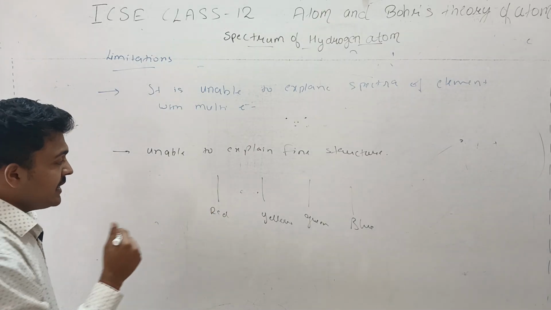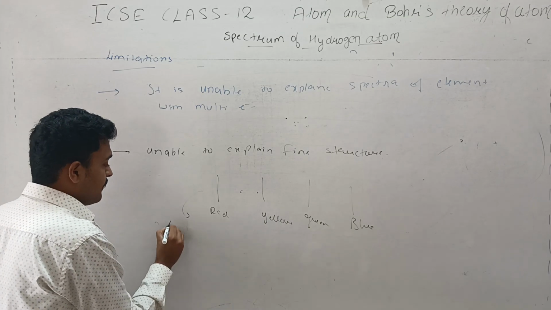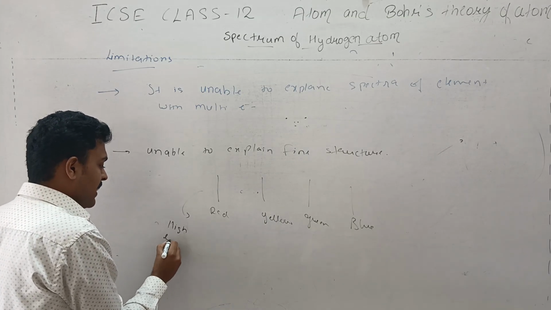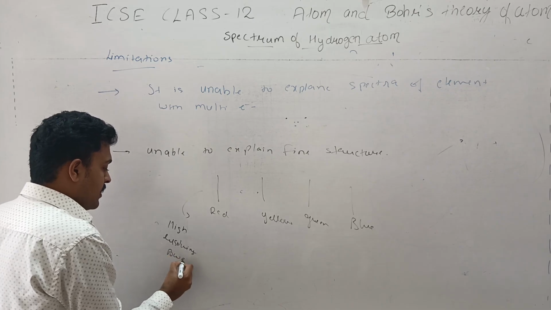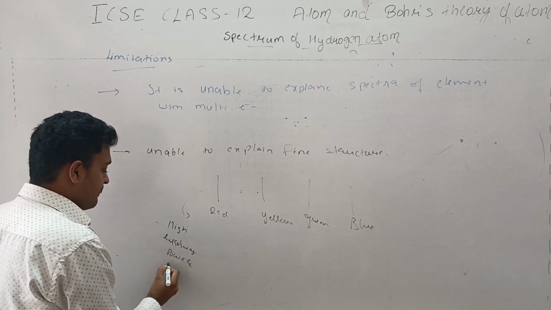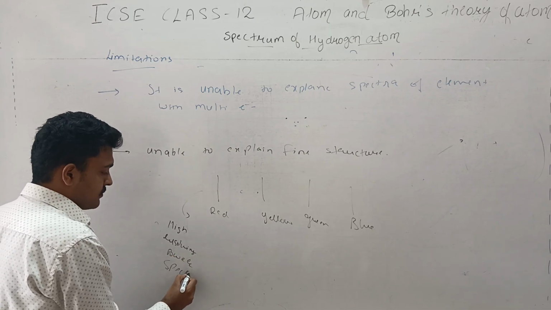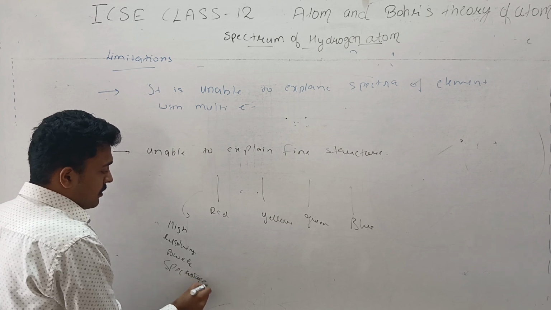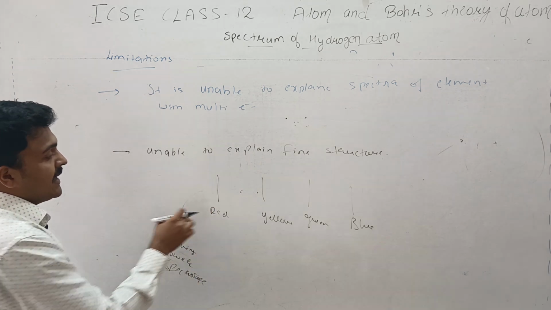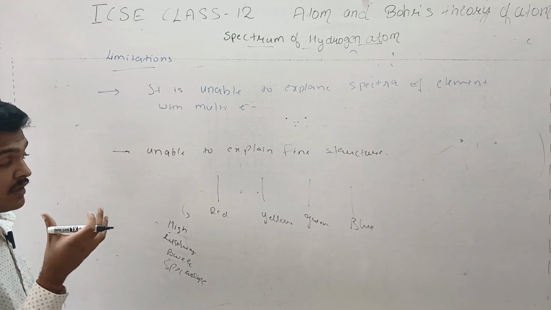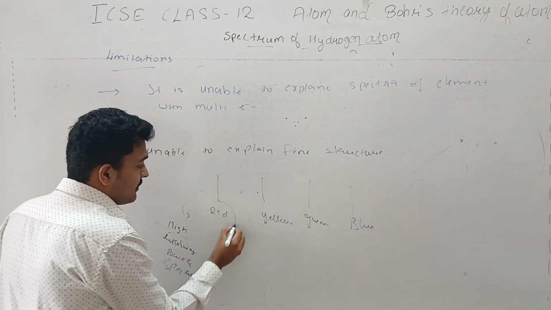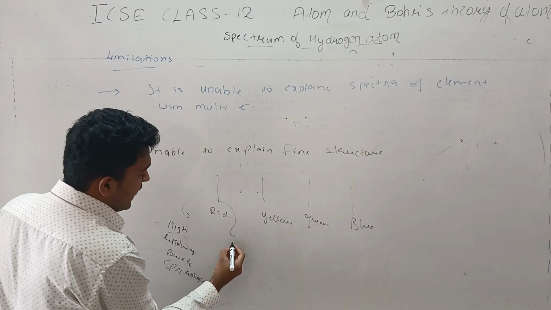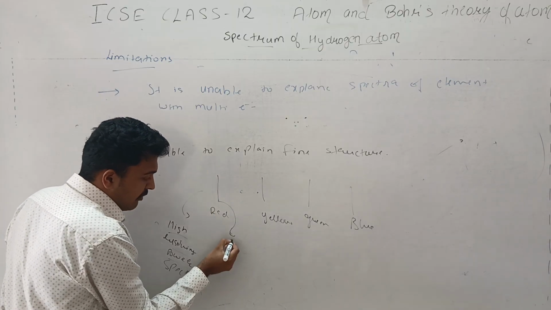But by using high resolving power spectroscopes, on seeing this red line by a spectroscope of very high resolving power, we see that this is not one line, this is a band of lines.